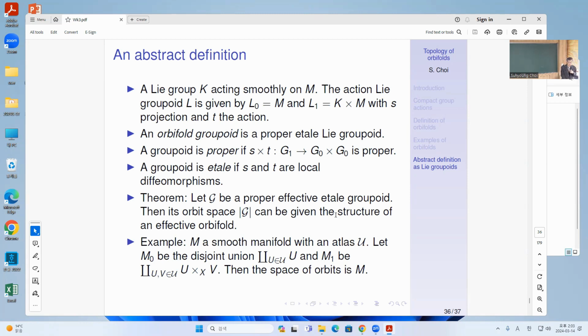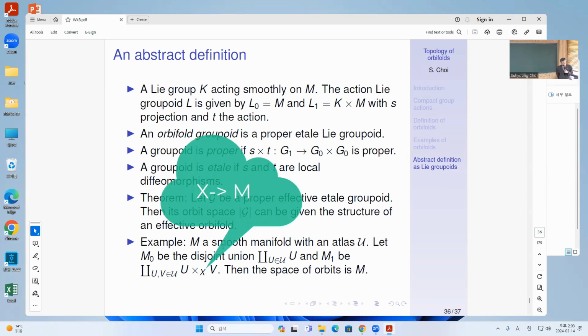So as an example, if you have a smooth manifold with atlas U, let M0 be just the disjoint union of all these open sets. So we just consider them as disjoint sets, and then let M1 be the U times_M V. So you look at all the products of U times V with M.